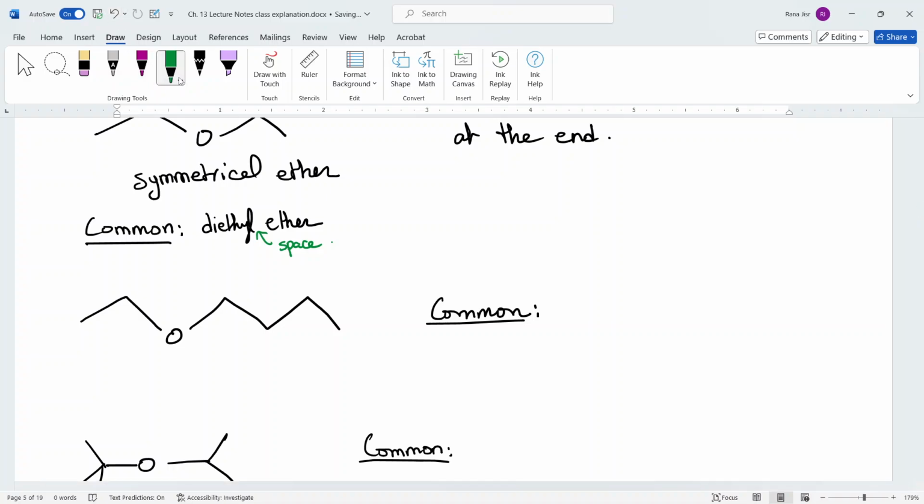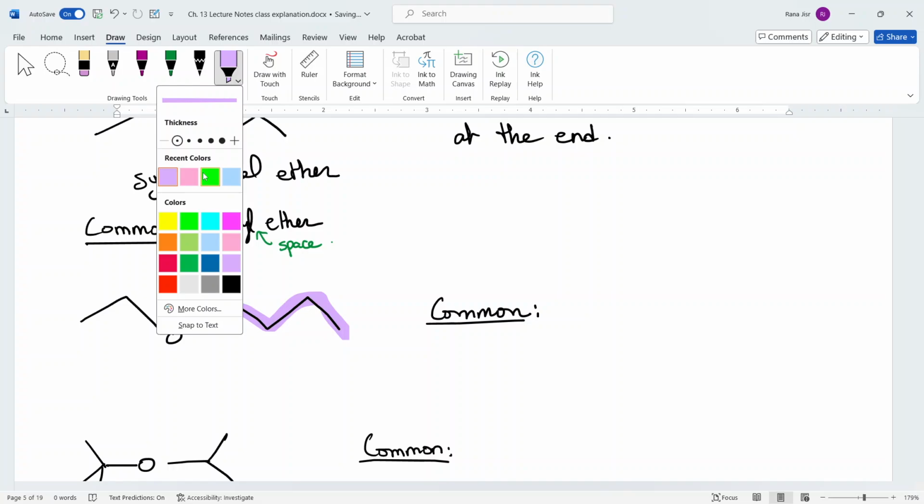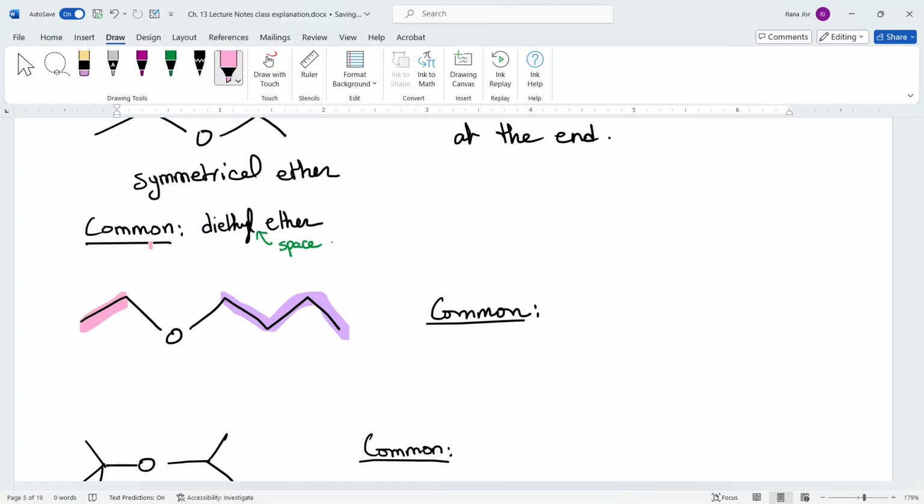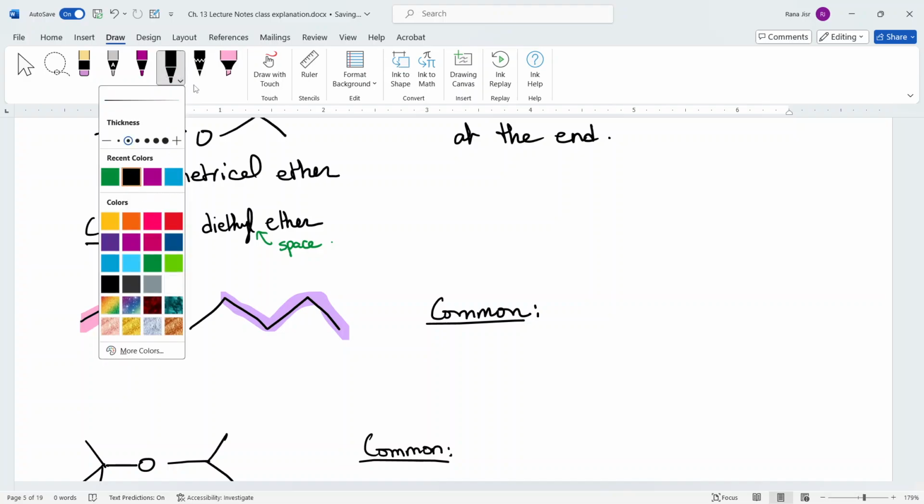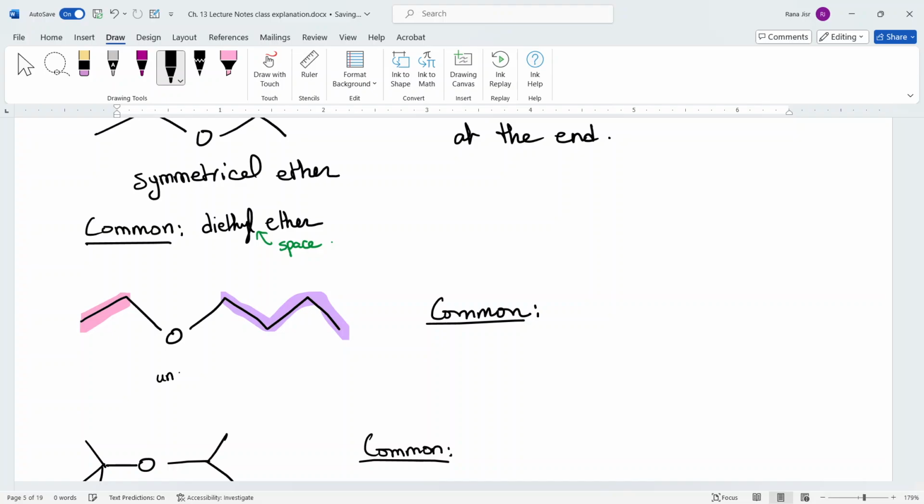This is an example of an unsymmetrical ether. And you can easily see it's an unsymmetrical ether because the R's are different on either side of the oxygen. In this case, you are going to name the R's, put the word ether at the end, but you have to arrange the R's in alphabetical order.